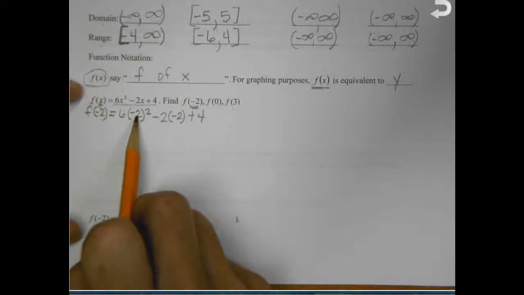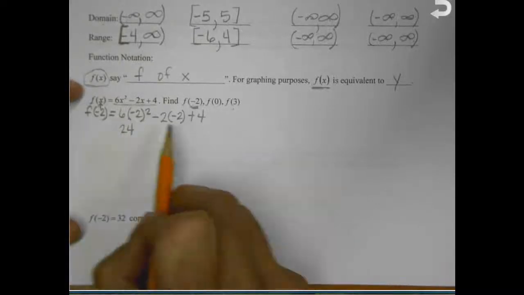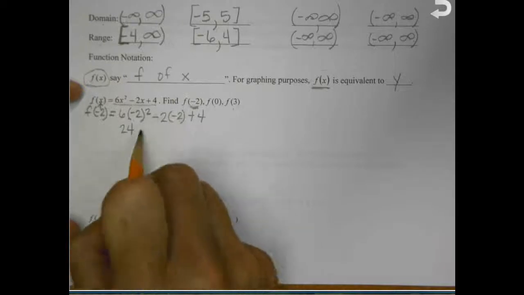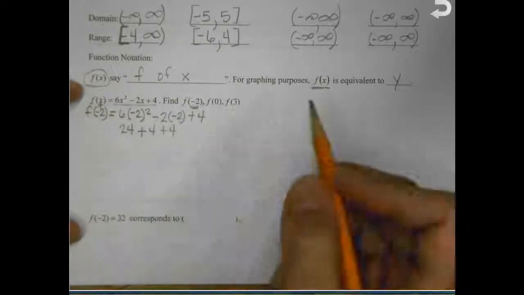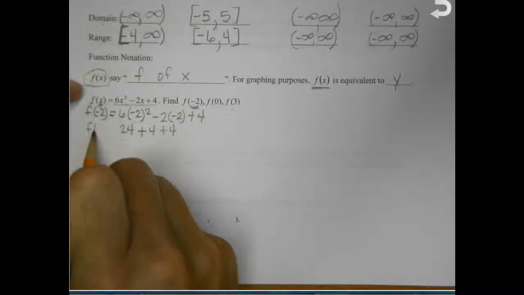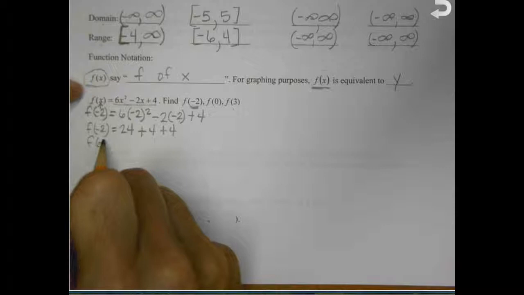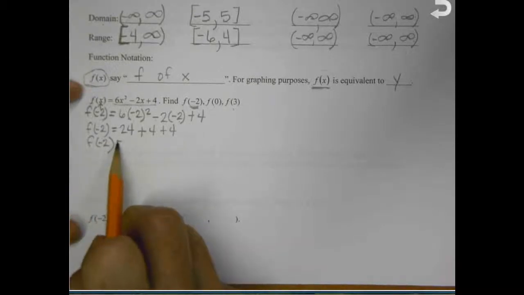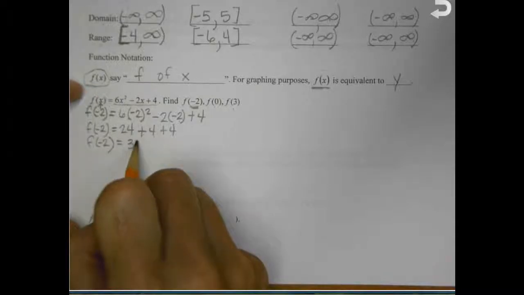If I square negative 2, that's negative 2 times negative 2, so it's a positive 4, times a 6 is 24. And then negative 2 times negative 2 will give me a positive 4, and then I have a positive 4 on the end. And I can keep that notation f of negative 2 on the left-hand side all the way down to the very end. And when I add up, 24 plus 4 is 28, plus 4 more is 32.